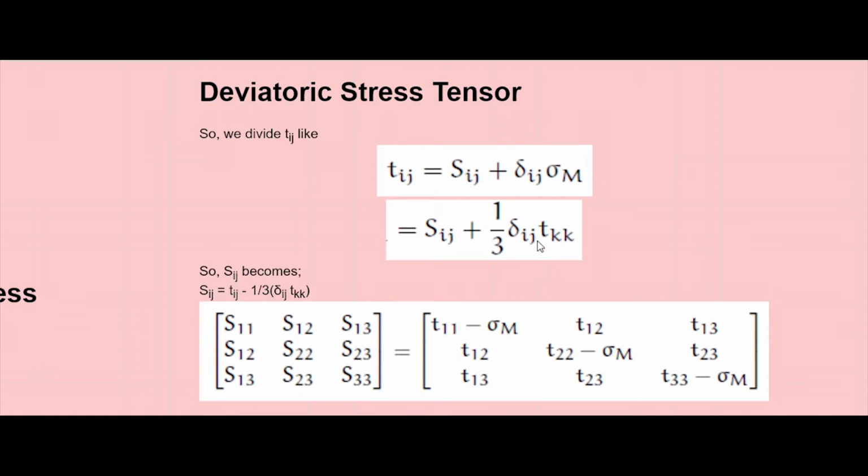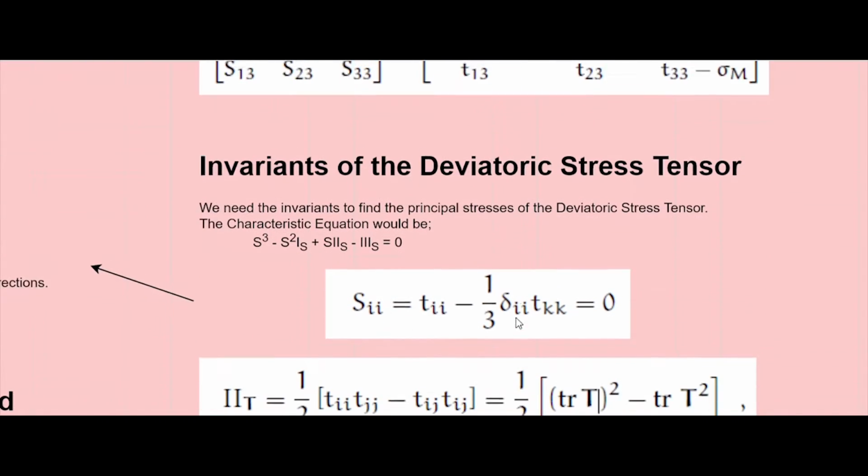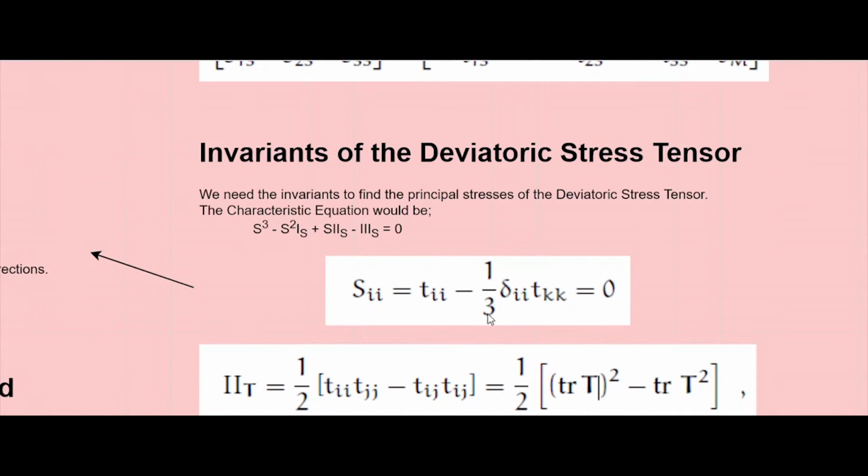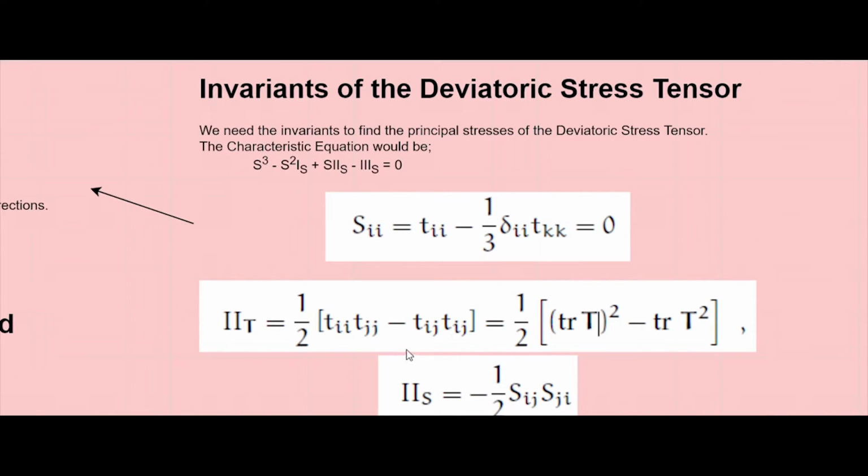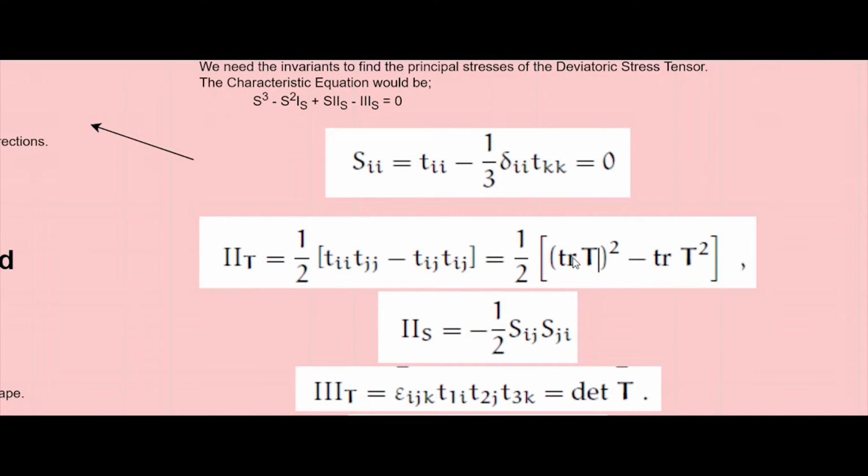We know from the previous chapter that delta ii is equal to 3 when it is not sharing indices with anything else. That 3 will cancel this 3 over here, and Tkk and Tii are equal to 3 sigma m, so it gives the answer 0. The second invariant is found by this relation usually. However, we see that in our case the trace of the tensor is 0 because it is the first invariant of the deviatoric stress tensor.